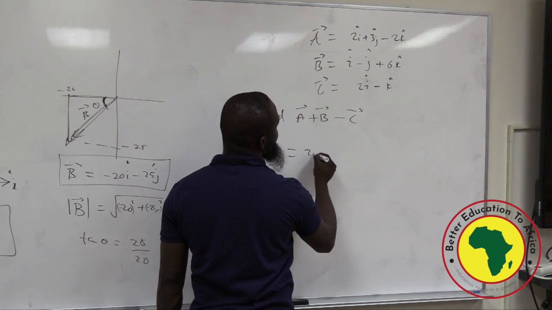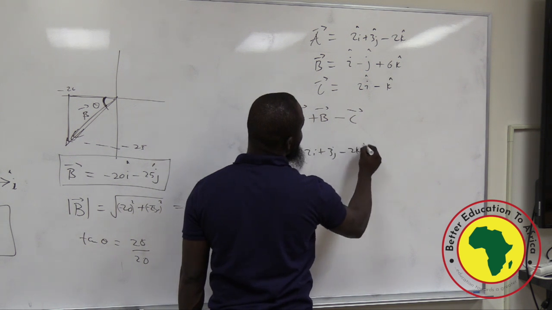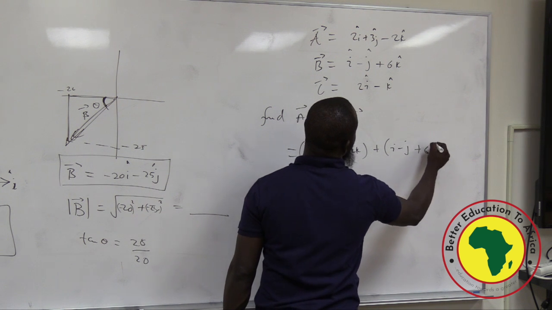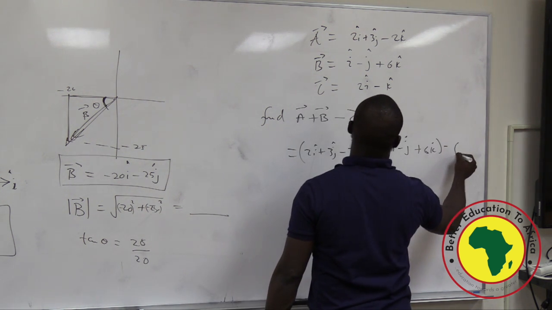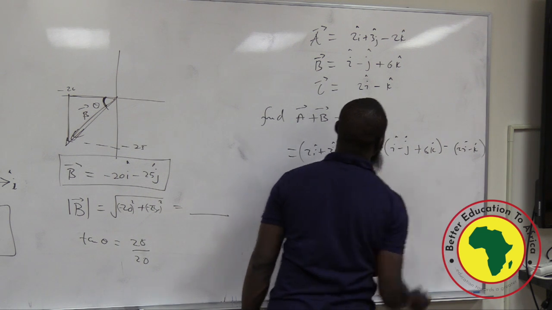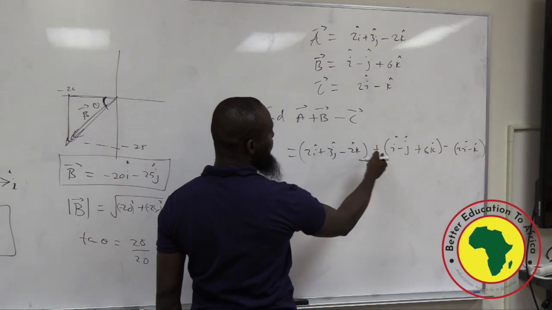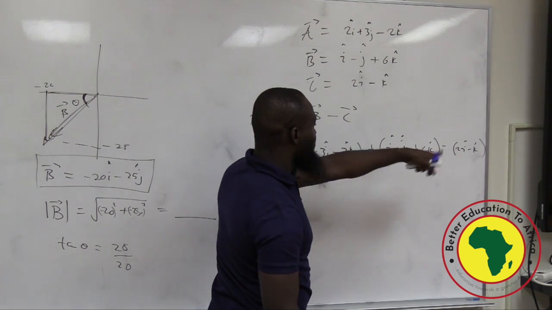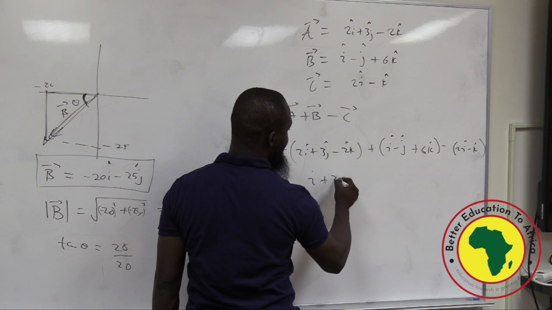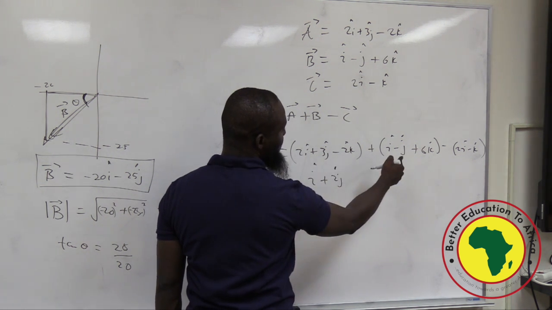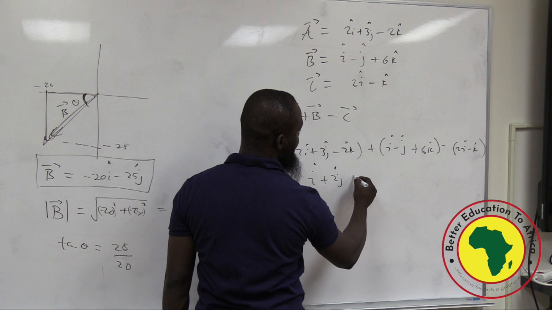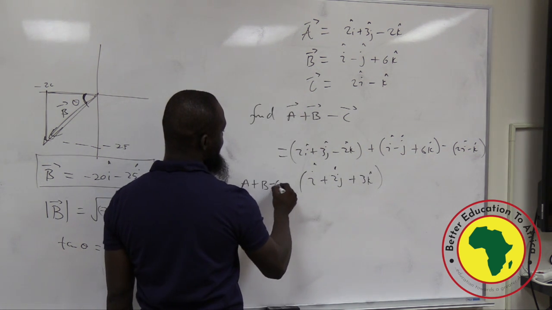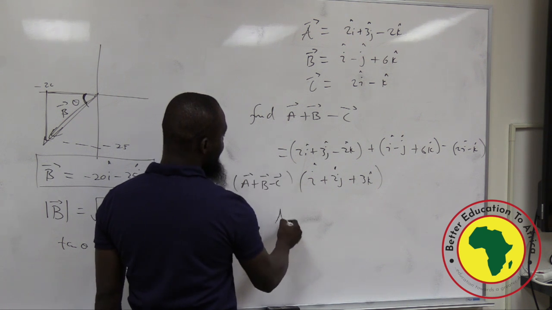A plus B minus C. I just add this: 2I plus 3J minus 2K, that's A. Plus B, I minus J plus 6K. Minus C, minus 2I minus K. Simple. I take all the I's together: 2I plus I, 3I minus 2I, I. 3J minus J, 2J. No J there, so it's just plus 2J. Minus 2K plus 6K, 4K minus K plus 3K. So this is A plus B minus C. So I say find magnitude of A.